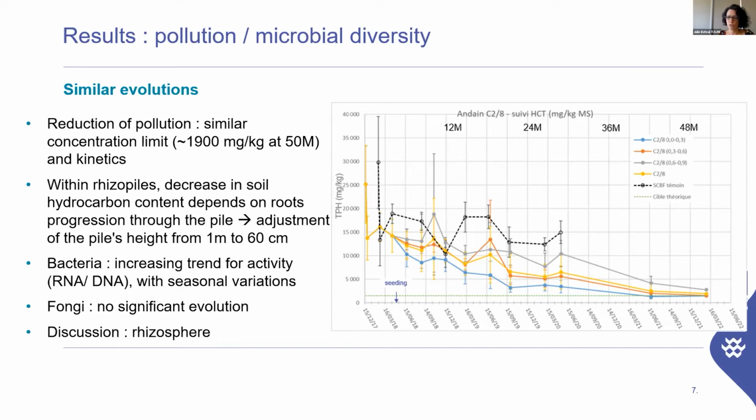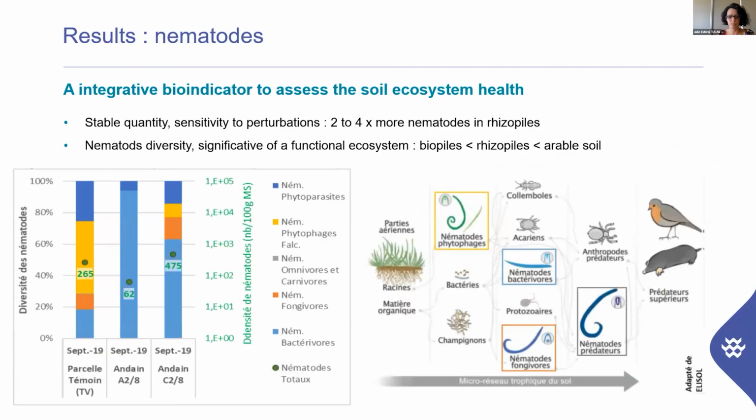But the discussion we can have here is that we didn't focus really on the rhizosphere, which is really the very local surroundings of the roots. And it is there that the fungi, the bacteria, and the roots really have great exchanges, and where the microbiological life is higher. So we didn't really focus on this really specific and local area in the piles. So maybe we missed something here.